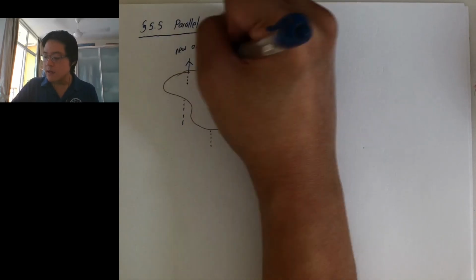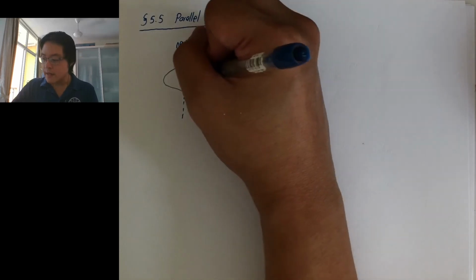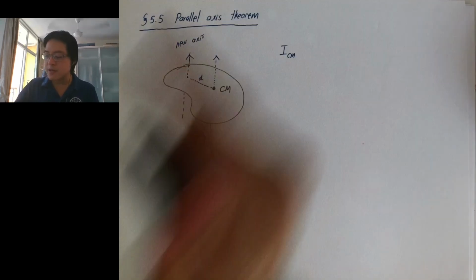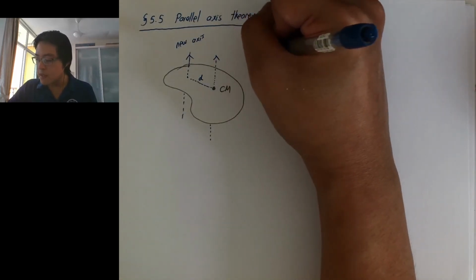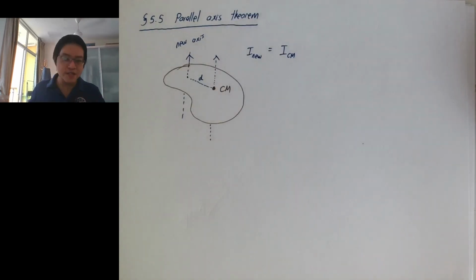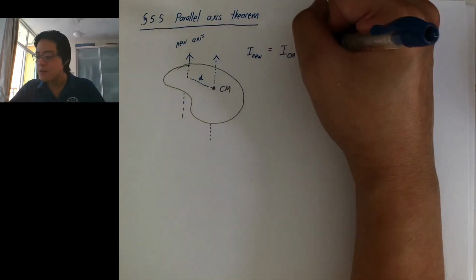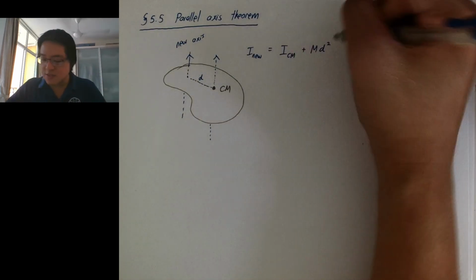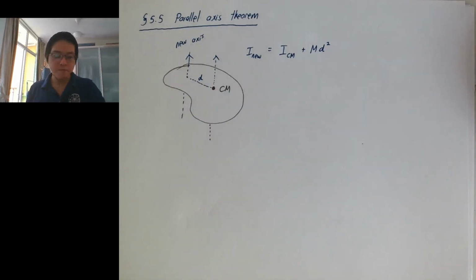But the condition is these two axes must be parallel. Then if the distance between the old and the new axis is d, according to the parallel axis theorem, for the new moment of inertia you don't need to do the integration again. Don't need to repeat everything. If you already know this, then save your effort. You just add m times d squared, the distance squared. So this is the parallel axis theorem. Very straightforward. So let us prove the parallel axis theorem.